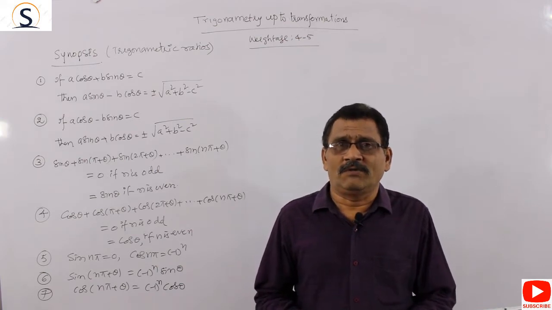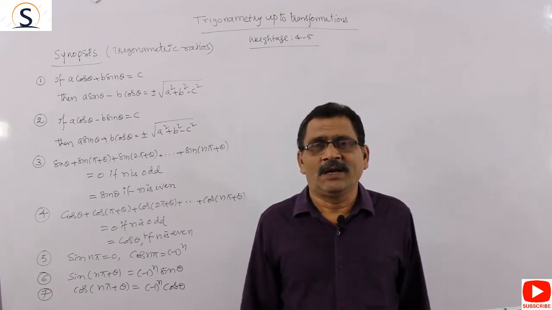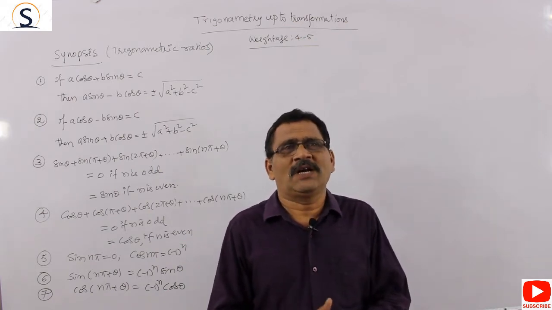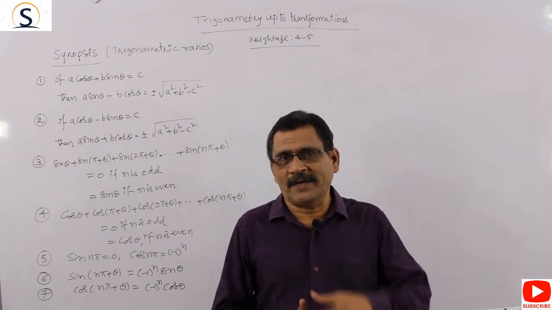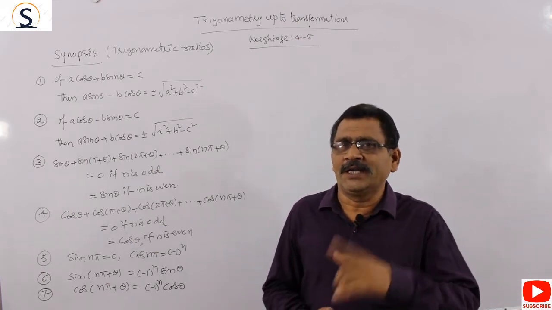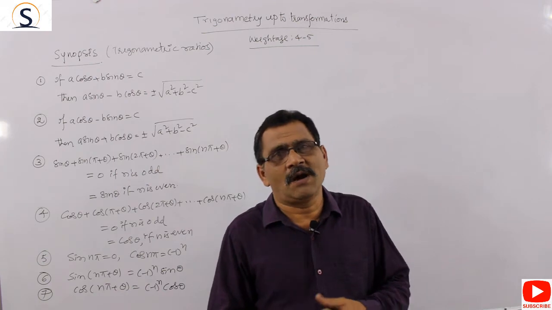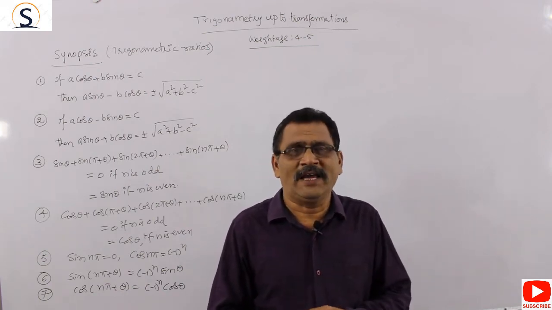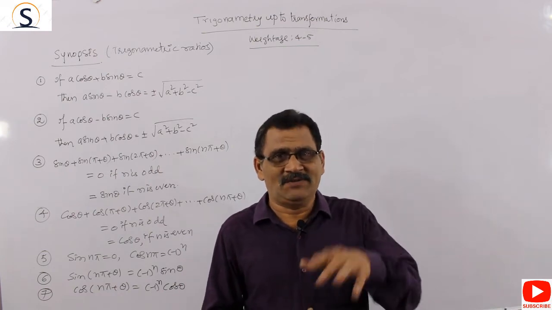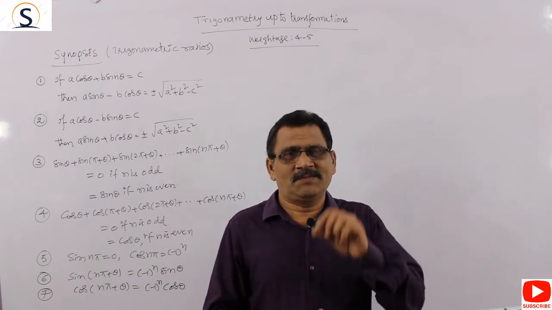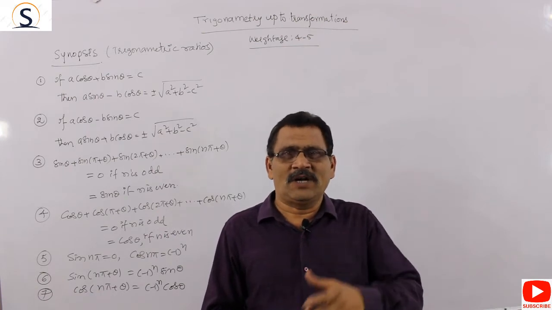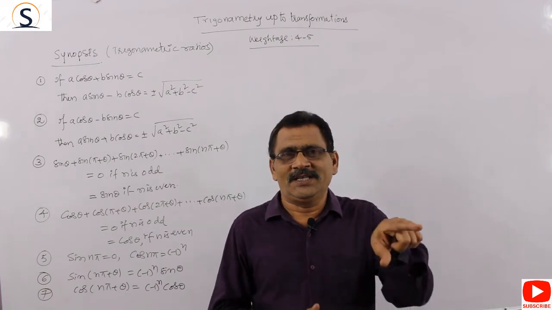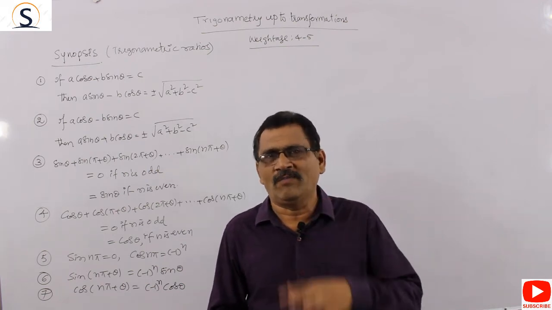In this episode, we will discuss trigonometry up to transformations. In this, we have four topics. Number one is trigonometric ratios. The second one is compound angles. The third one is multiple and submultiple of angles. The fourth one is transformations. Next, there is a small topic added up to transformations, that is periodicity of the functions. So totally these 5 topics will cover 4 to 5 marks.